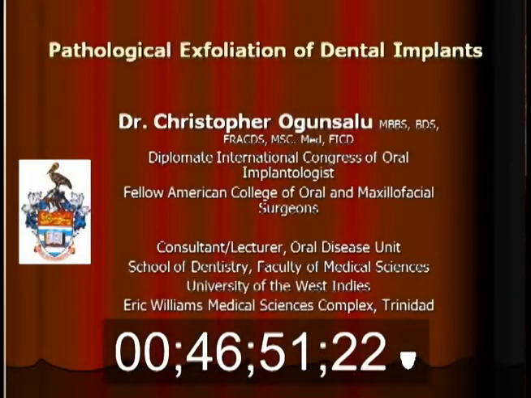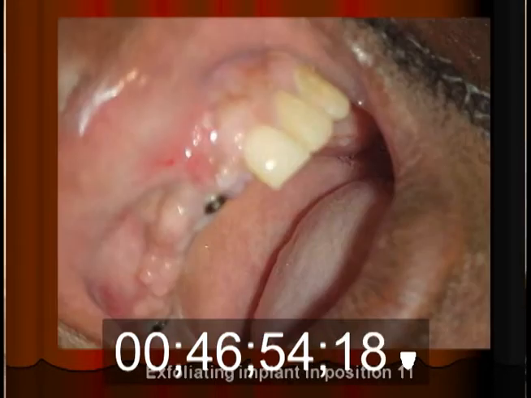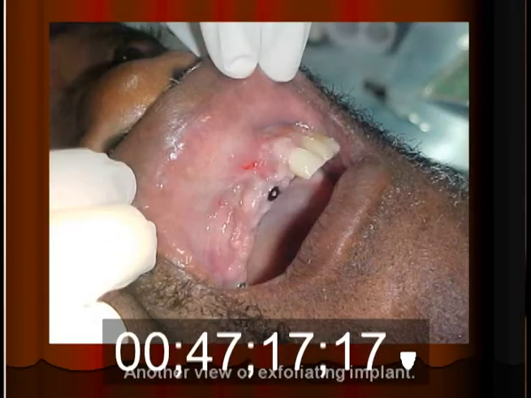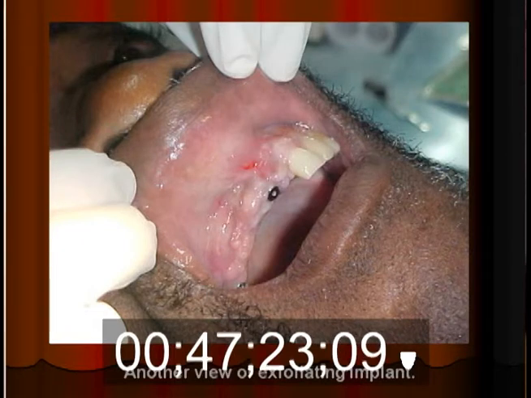So we're talking about pathologic exfoliation of implants. When an implant begins to migrate out of the socket in which you have placed it, it means the implant is undergoing pathologic exfoliation. Basically, we're going to be talking about pathologic exfoliation of an implant in position number 1-1. This is another view of the exfoliating implant. And you see, the story of this implant is as follows.